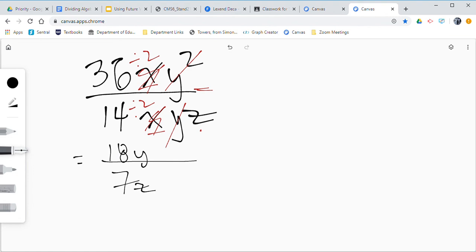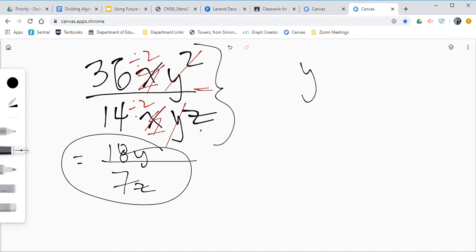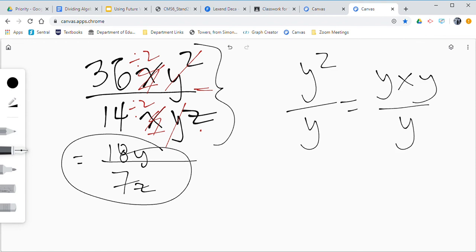So that's finished off. And I want to take a second and explain why y squared over y cancels out to make y. So again, think of this as y times y over y. Whenever you have something squared, that means it's multiplied by itself. So I said y times y. So now I cancel out, which leaves me with one single y left, which is why I had that.